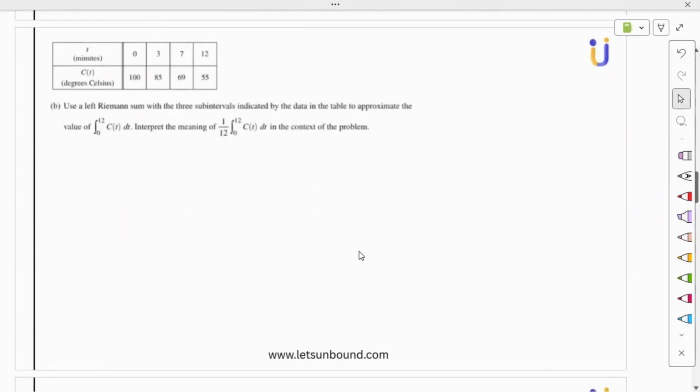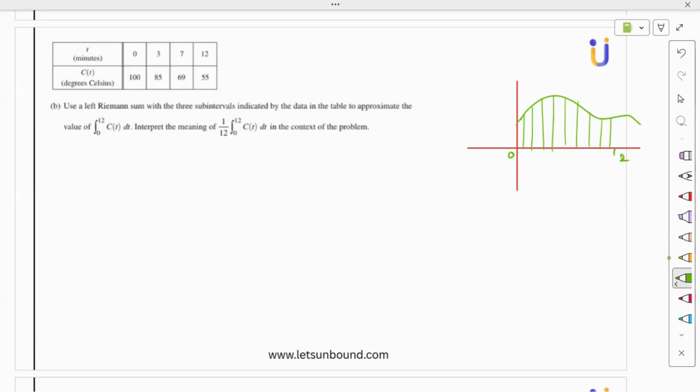Use a left Riemann sum with 3 subintervals indicated by the data in the table to approximate the value of the integral from 0 to 12 of C of t dt. And also interpret the meaning of 1 over 12 times the integral from 0 to 12 of C of t dt in the context of the problem. So how will you approximate the integral from 0 to 12 of C of t dt from the graph using a left Riemann sum? Let's have a quick review. If this is your graph and you're going from 0 to 12, the integral means you will break this down into rectangles and calculate the area of each rectangle.